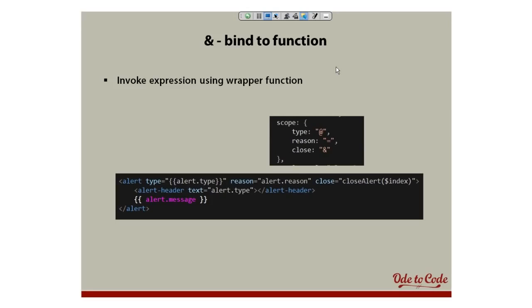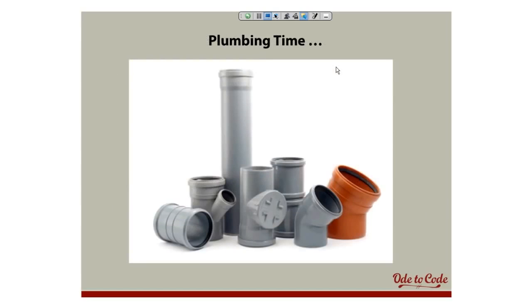And then there's ampersand to bind to a function. So if I specify on my scope object that I want a close down to ampersand, it will look for an attribute of the same name on my directive, close, and invoke that expression for me.